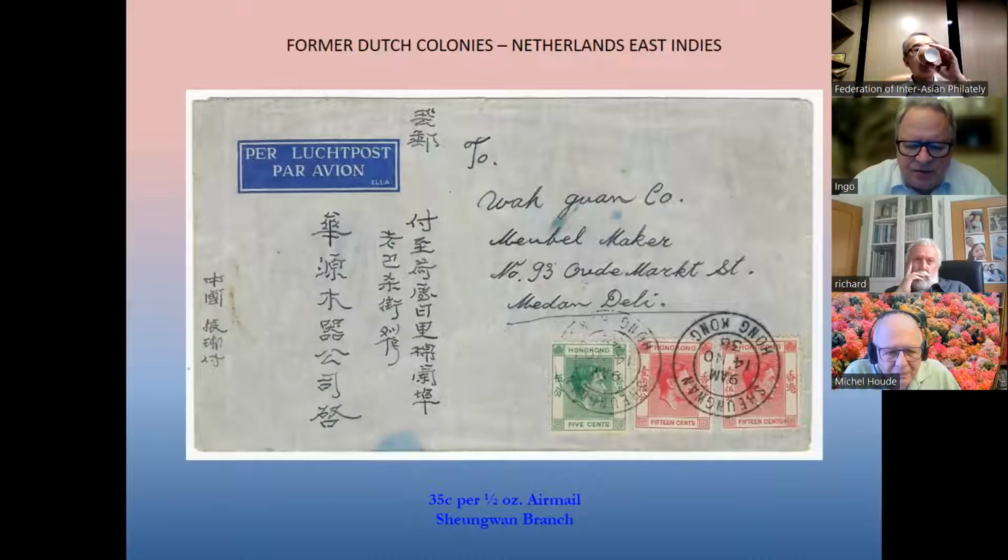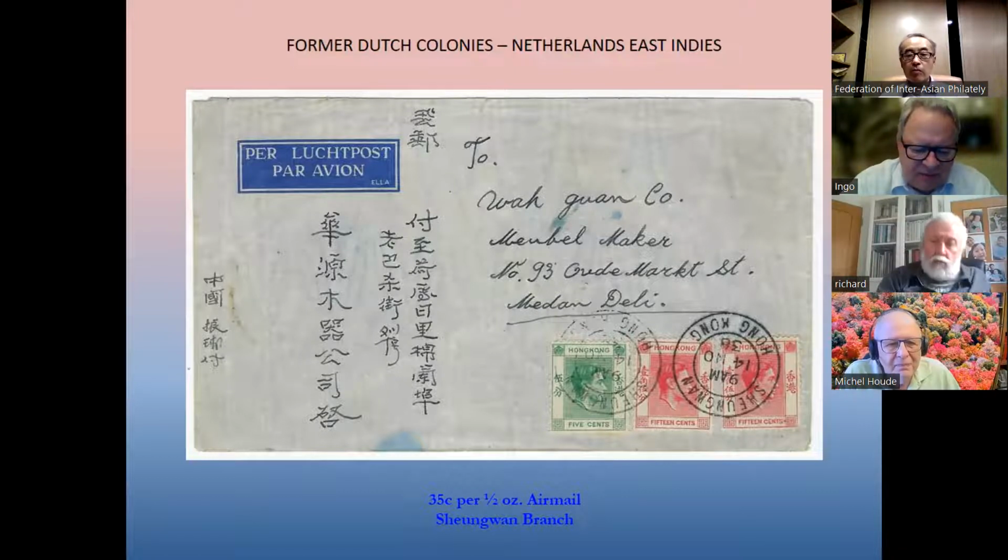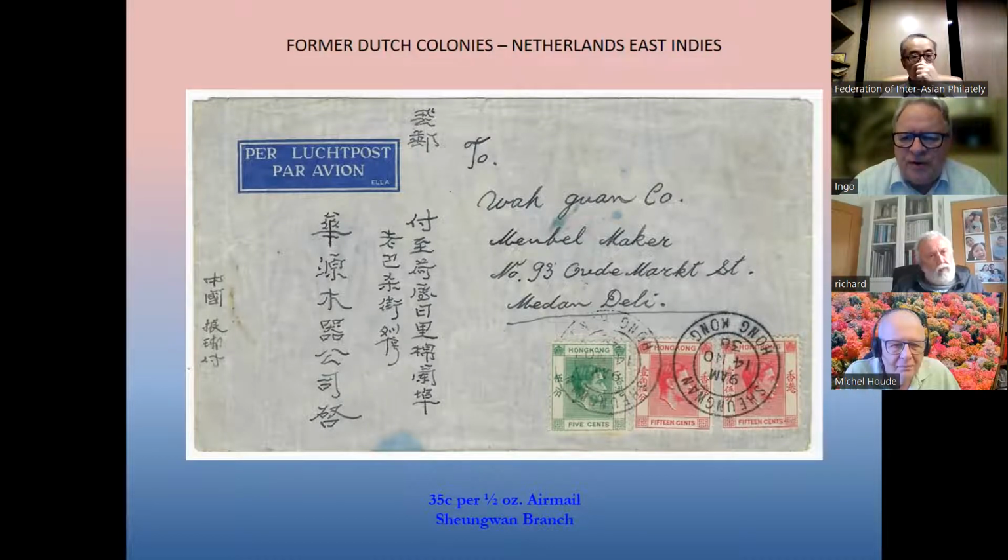Here is an interesting one, because it's a branch post office airmail cover pre-war. And I remember Richard asking me for examples of pre-war, pre-invasion branch post office airmail covers, and they're scarce. It's very hard to find ones that are not from Victoria or from GPO. So this is from Shengwan in 1938, going to Dutch East Indies, and again there's that 35 cents per half ounce airmail rate. One thing on the addressee, that second line meubel maker, translates to furniture maker. So this is some kind of commercial correspondence going to a furniture maker.